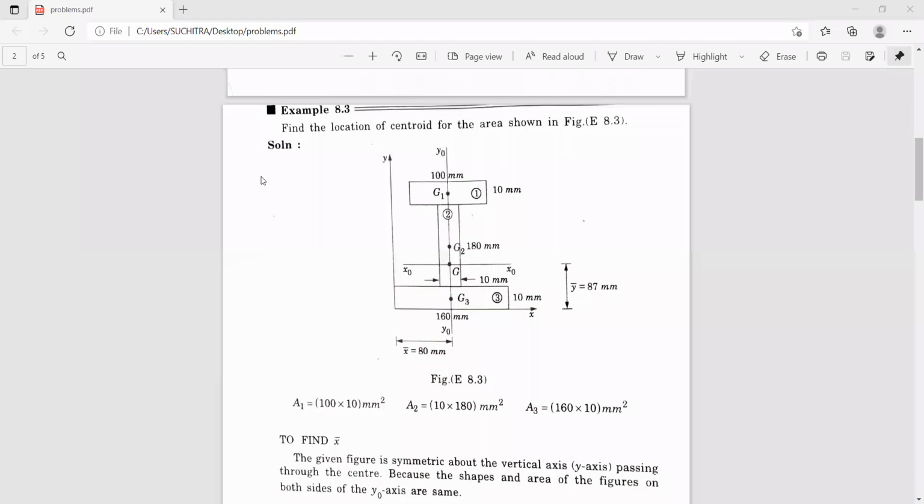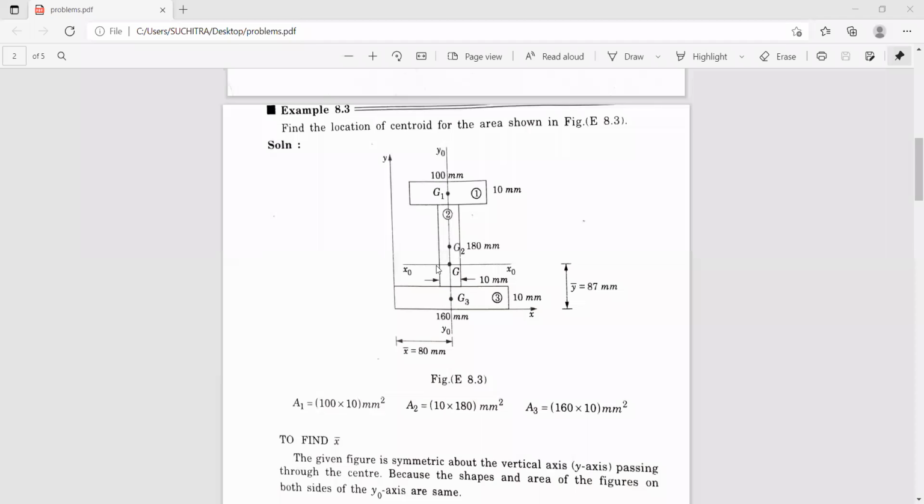Now here you have to find the location of the centroid of the area shown in figure 8.3. So this is the given figure. It is in the form of an I. Correct? It's an I section. This length is 100 millimeters and this height is 10 millimeters, and this length is 160 millimeters and this height is 10 millimeters, and from this point to this point it is 180 millimeters. So this is in the shape of an I section.